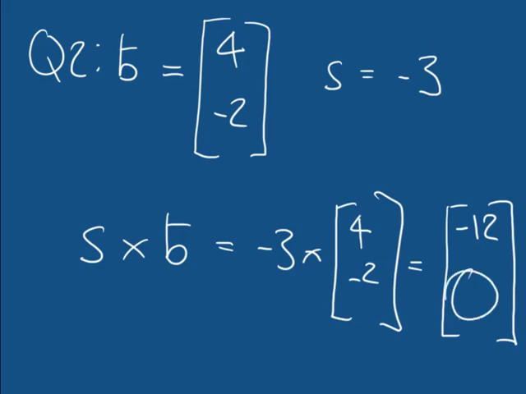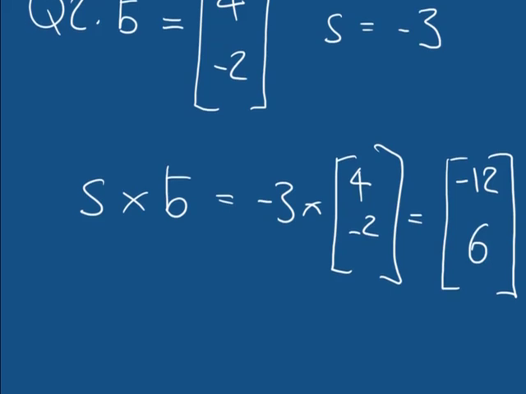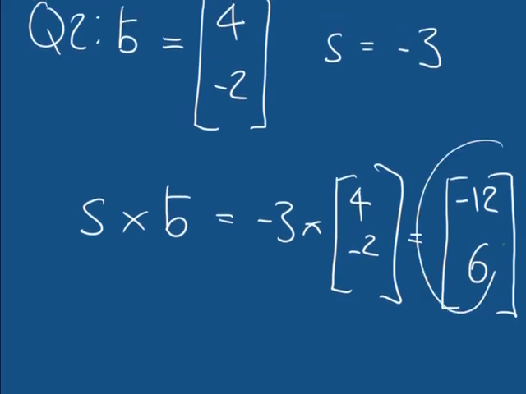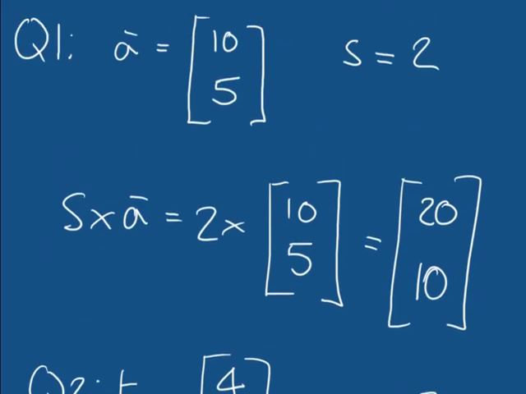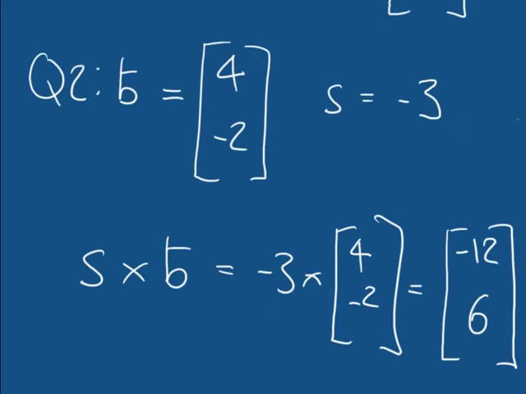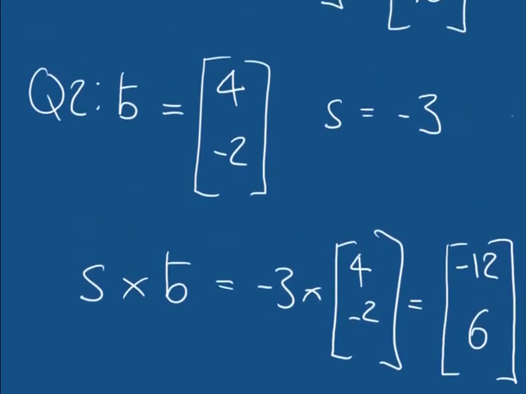The second component is going to be equal to minus 3 times the second component of our vector, which is minus 3 times minus 2, which of course is going to be positive 6. So that's a positive value of 6 because the two negatives cancel each other out. So our result vector is minus 12 and 6. Fantastic. So really, again, nothing to it. Hopefully you had no issues following through and answering that question.